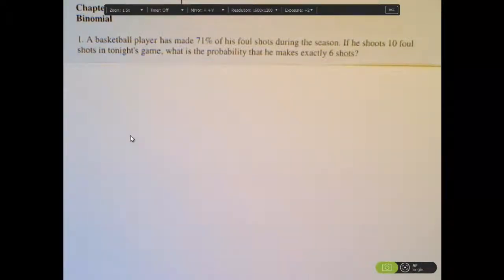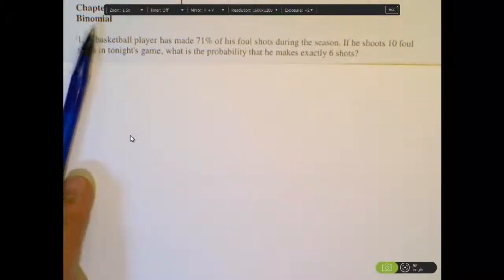Okay, so take a look at question number one here. Basketball player made 71% of his foul shots during the season. If he shoots 10, what's the probability he makes exactly 6? So I need to figure out, is this geometric or binomial? Obviously, because it's listed under binomial, I kind of gave it away.